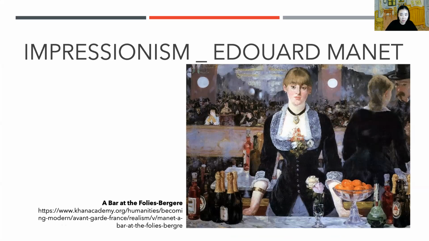And we saw this painting before, right? So this is Manet's painting. This painting is easier to understand compared to the previous painting. So it has a little bit more clues.